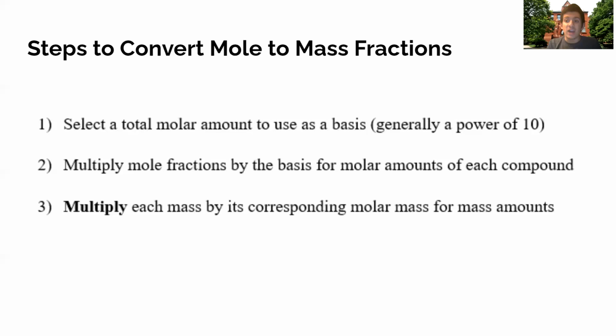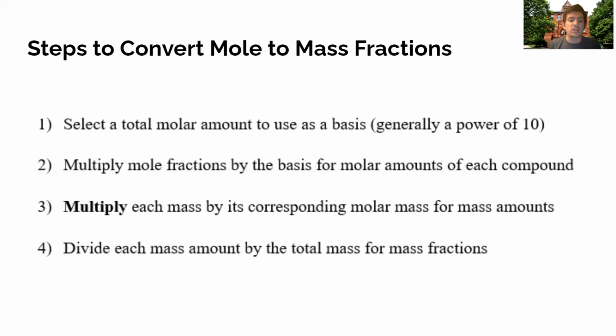Then, instead of dividing, this time you're going to multiply every single amount of moles that you have by its corresponding molar mass, and that's going to give you mass amounts in this case. And then finally, you will divide each mass amount that you get from step 3 by the total mass, and that's going to give you the mass fractions in that case.